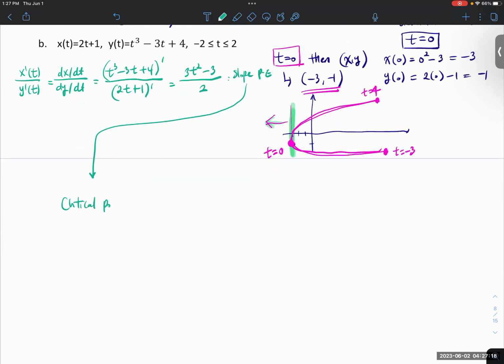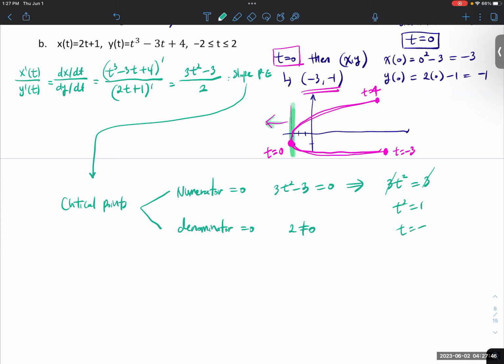So critical points, you can find where the numerator is equal to 0 or the denominator is equal to 0. So 3t squared minus 3 equals 0. And this does not exist, 2 is not going to be 0. So we have only this case. Let's solve for t. So 3t squared equals 3, divided by 3, t squared equals 1. Ooh, we have plus or minus 1. So this is your t where critical points exist.